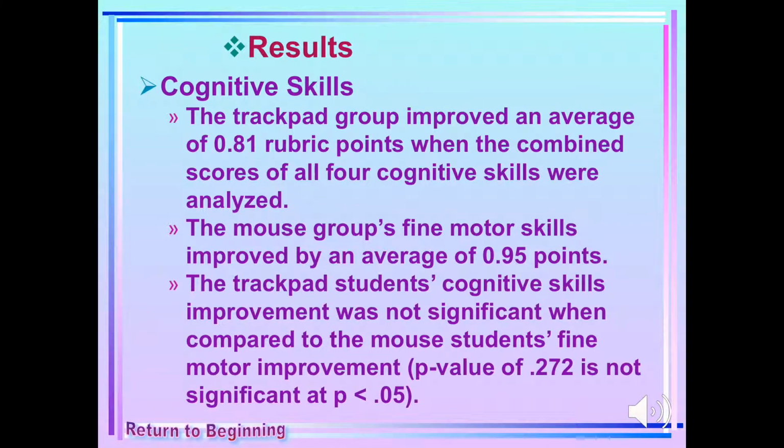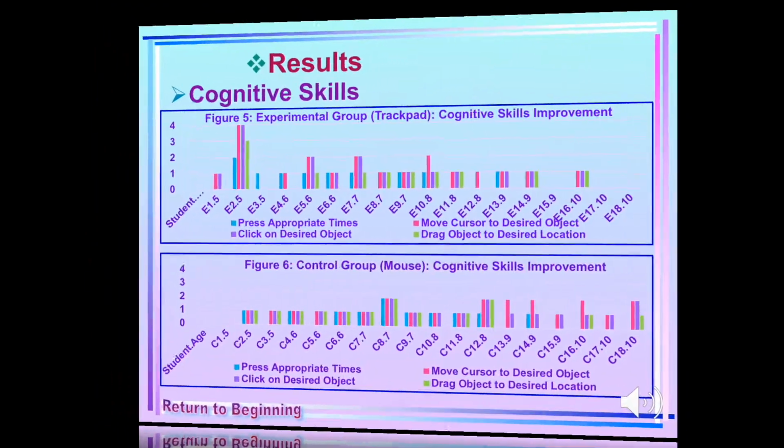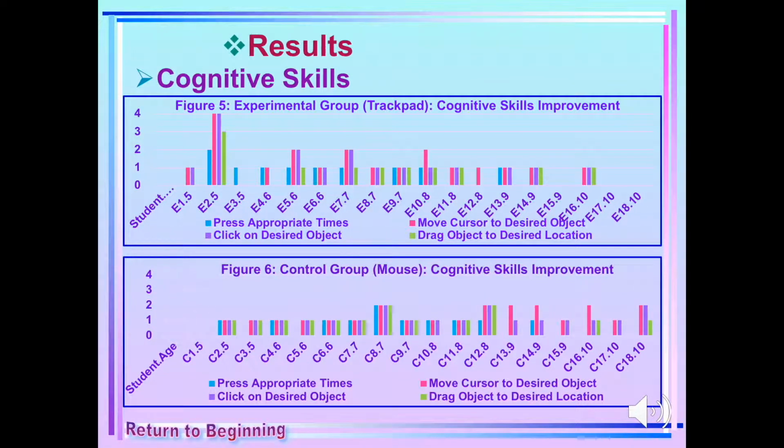When improvement for the 4 cognitive skills was analyzed, there was no statistically significant difference between the mouse group and the trackpad group. The 4 cognitive skills the dissertation looked at were press at the appropriate times, move the cursor to the desired object, click on the desired object, drag object to desired location.